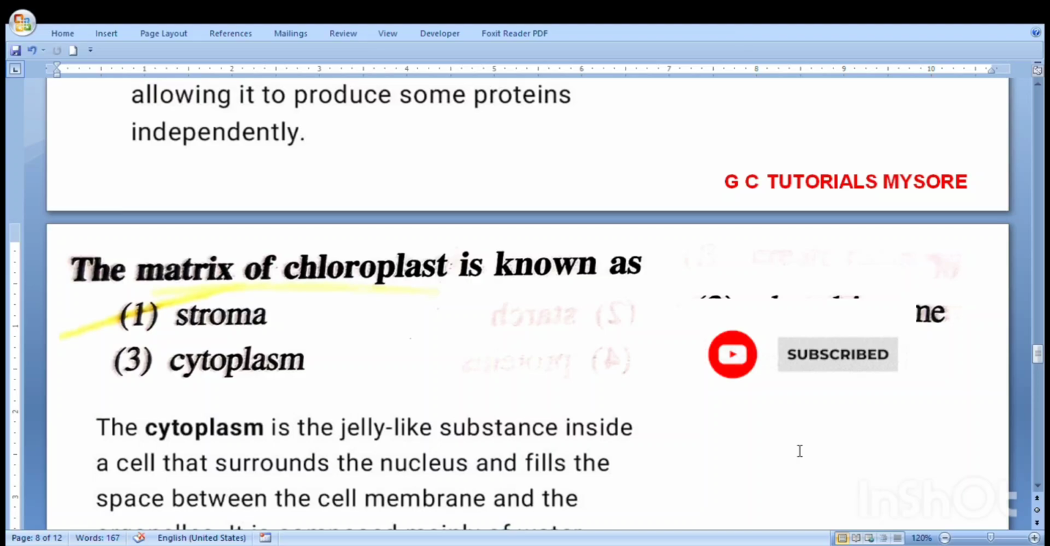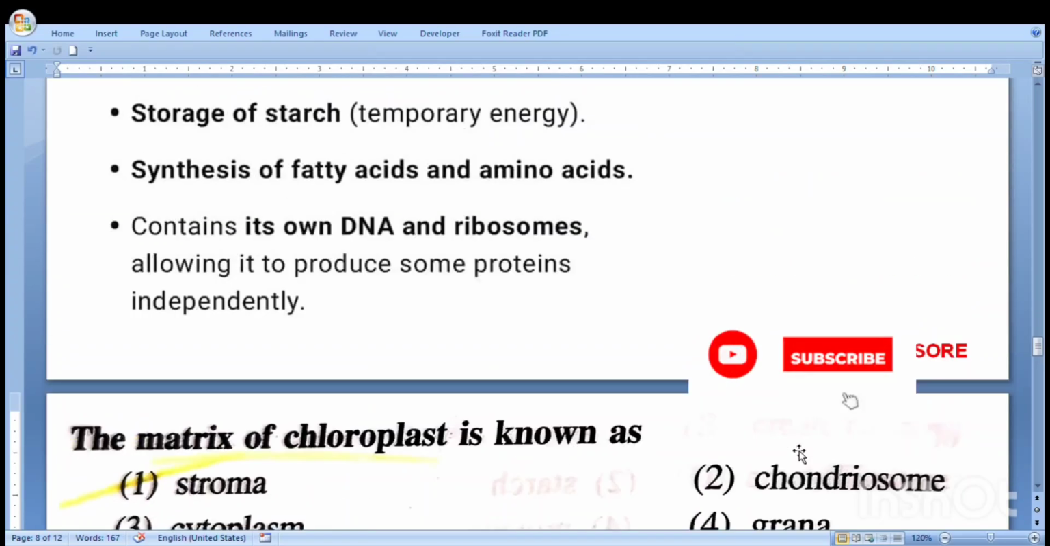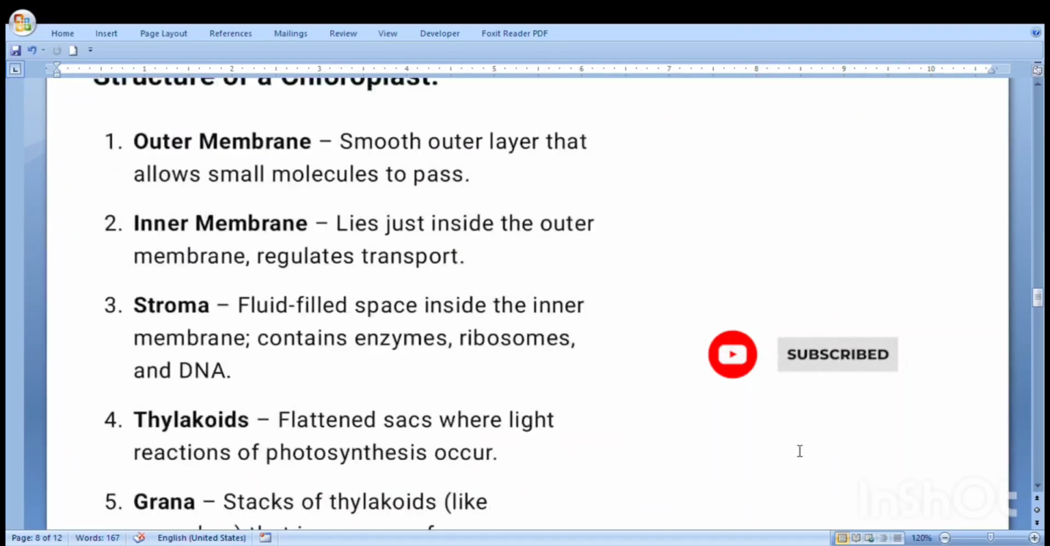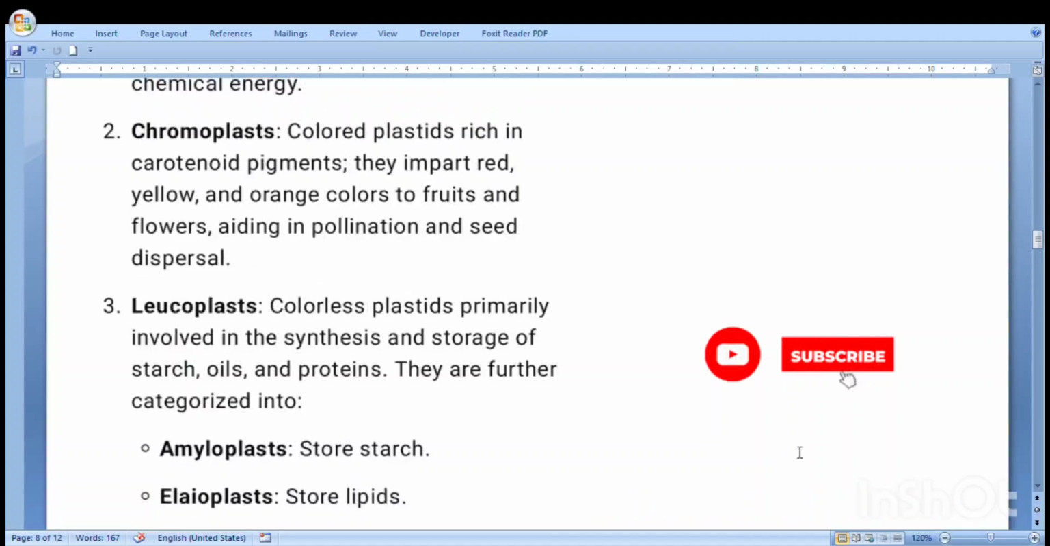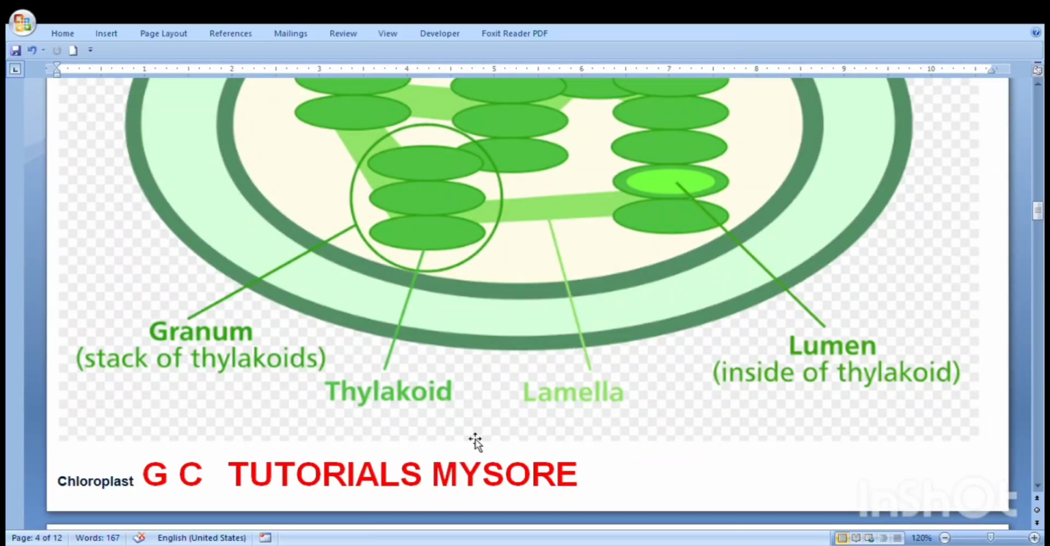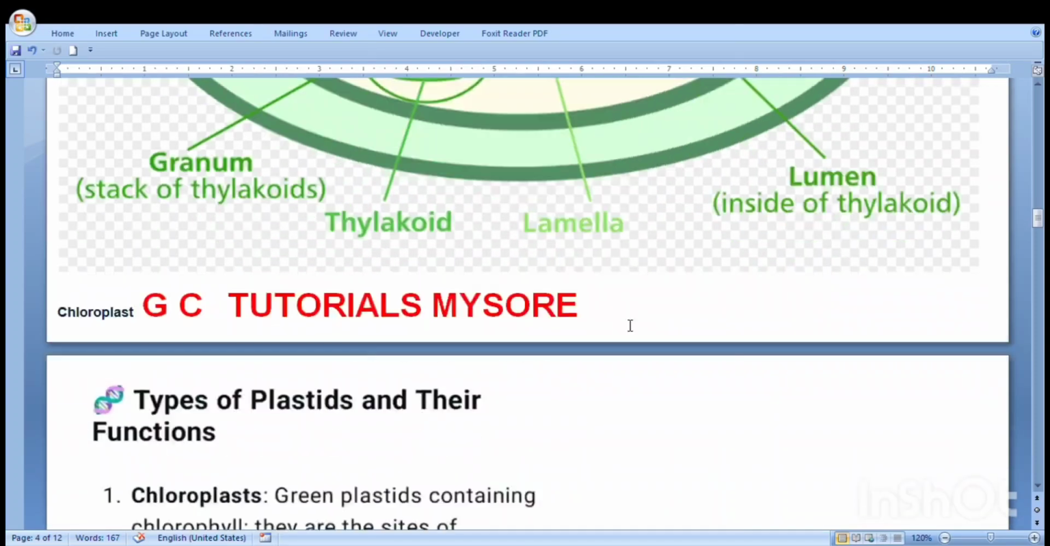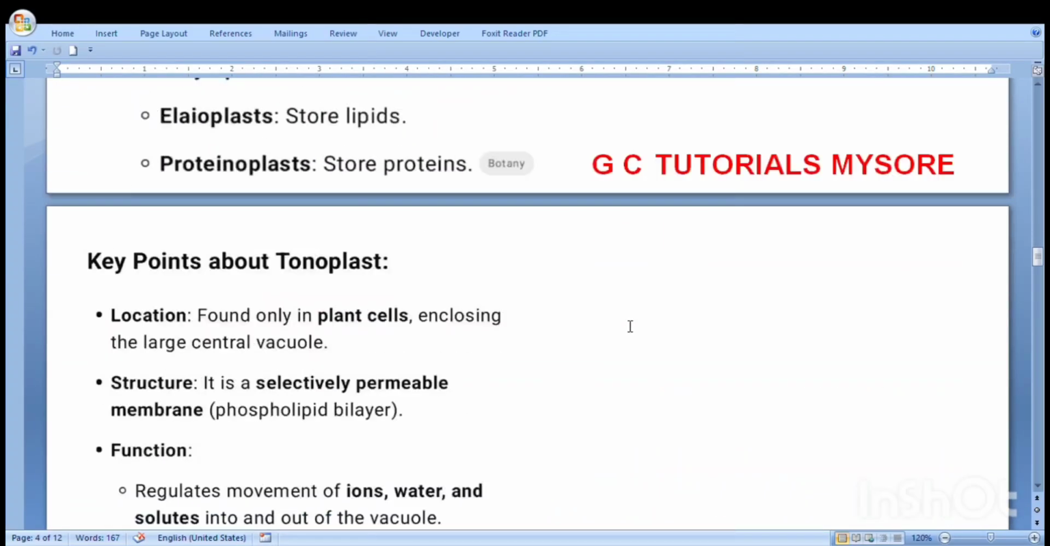So that increases the surface area. I already explained this one. Here the grana looks like pancakes, and it also expands or increases the surface area. Got it? So we studied all four options here.